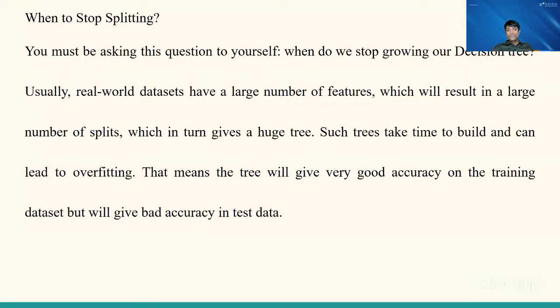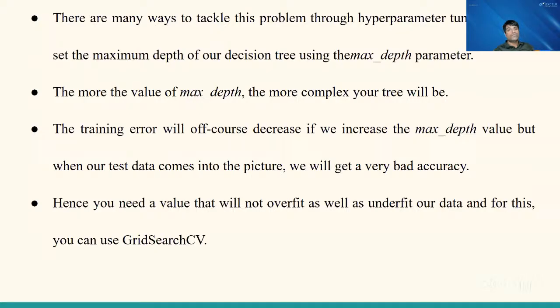And when there is a huge tree involved, it leads to the problem of overfitting. That means the tree will give a very good accuracy on the training data set, but that is what overfitting is. Overfitting is basically when the training data performs well and the testing data doesn't perform well. So there are many ways to tackle this problem.